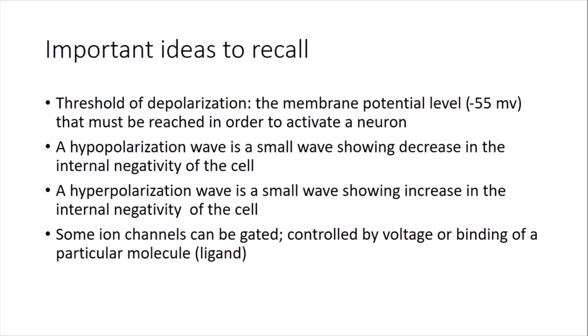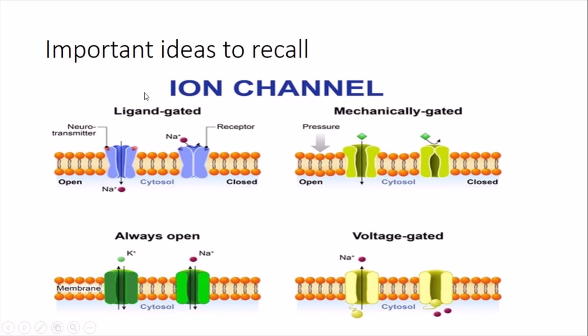And the last idea, some ion channels can be gated. They can be controlled by voltage or by binding of a particular molecule or a ligand. So here we see different types of ion channels. Some ion channels are always open, so they don't have a gate. They're open all the time. So they allow K+ or Na+ or whatever ion related to them to enter or exit. Others are gated, meaning that they close and open upon particular conditions.